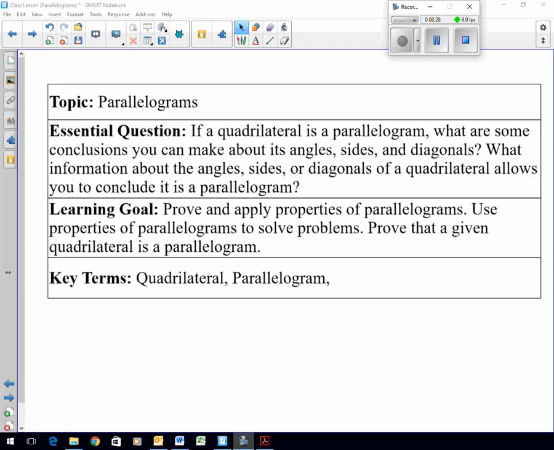We're going to use properties of parallelograms to solve problems, and then we're going to prove that a given quadrilateral is a parallelogram. You need to know what quadrilateral and parallelogram are.